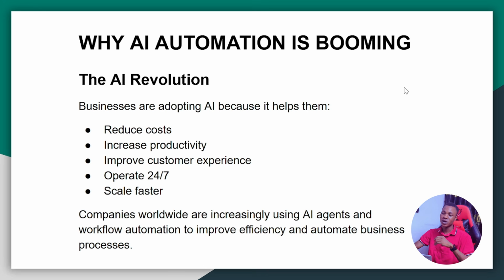Why is automation booming? Because it reduces cost, which is very important, increases productivity, and improves customer experience. It operates 24/7. Is that okay? It scales faster. Companies worldwide are increasingly using AI agents and workflow automation to improve efficiency, and that is why you need to learn it.